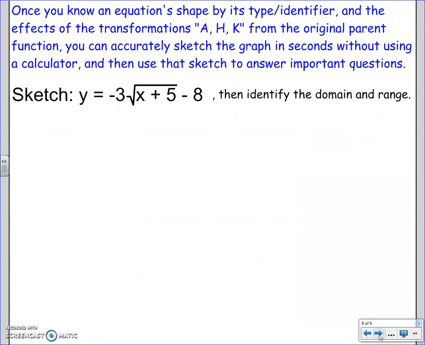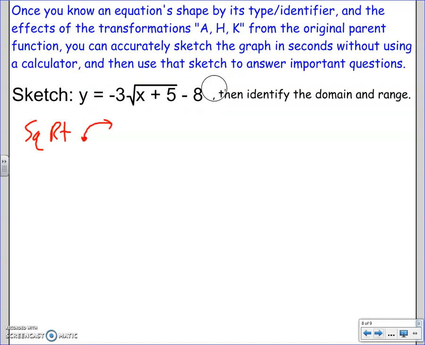So once you know an equation's shape by its type or identifier and the effects of the a, h, k from the original parent function, you can quickly sketch any graph in seconds without using a calculator and use that sketch to answer very important questions. So let's look at this equation right here. The type is square root. Square root means my shape will be something like this. It's like half a sideways U.